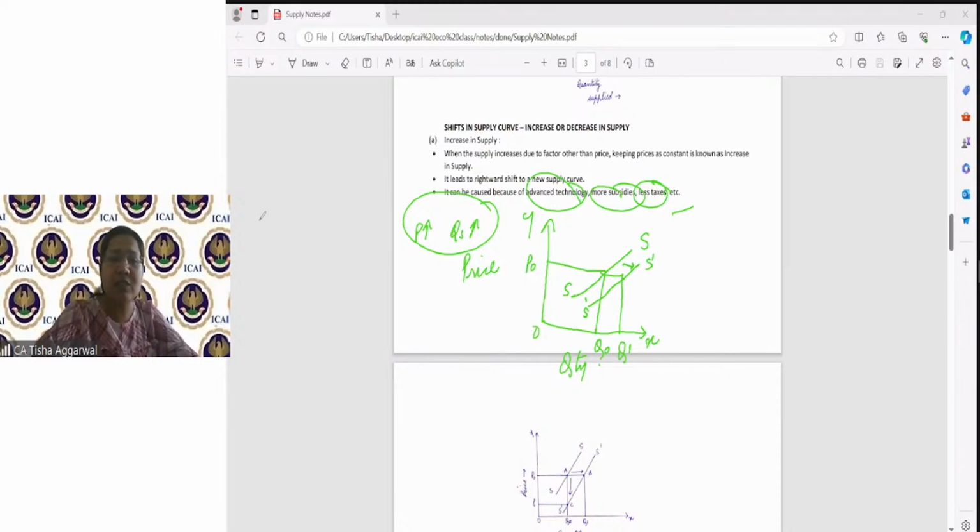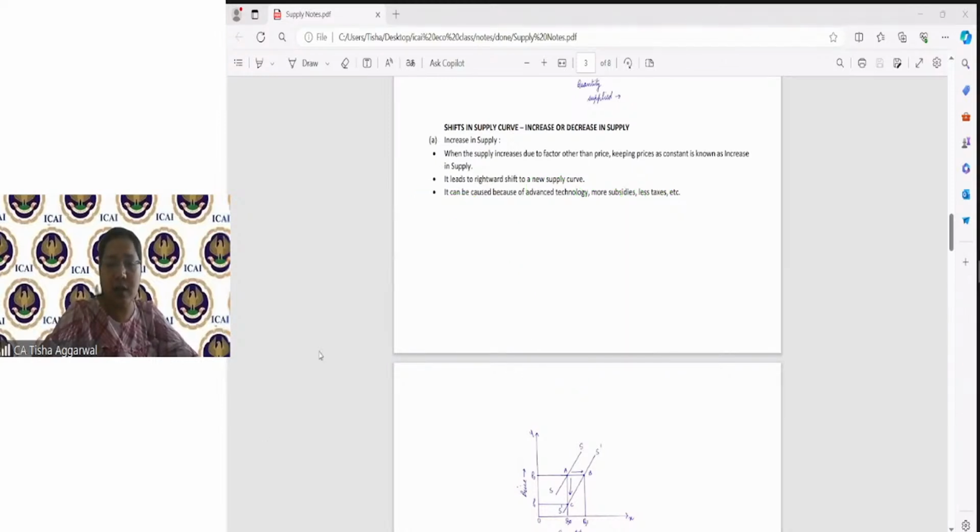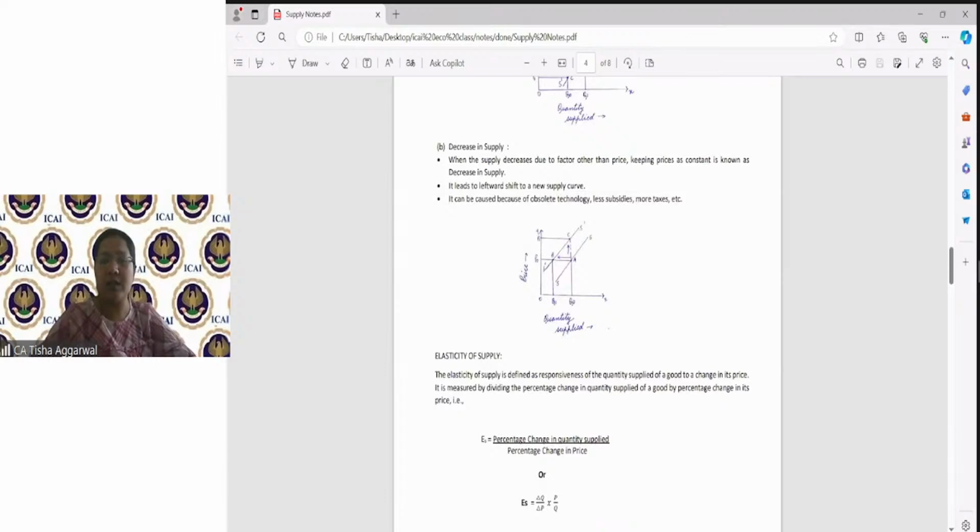What is that vice versa situation? In the vice versa situation, what generally happens is like this. Look at this. The technology became so obsolete, so absurd, that even at the same price you are delivering lesser quantity. Why? Maybe because the technology has become worse, or even at the higher price, you are giving the same quantity. Generally, when the prices go higher, you should have an incentive to go and sell more commodity. But here, the technology was so bad that even at a higher price, you are giving the same quantity. This is what is known as the decrease in supply.